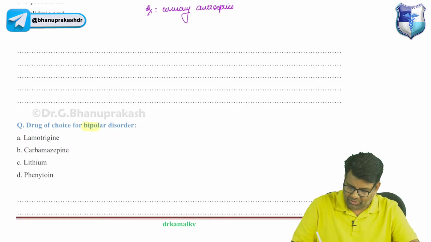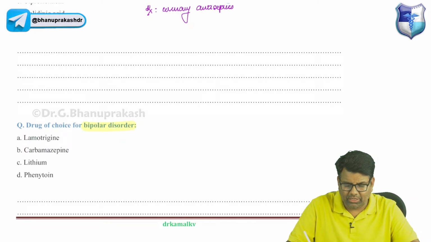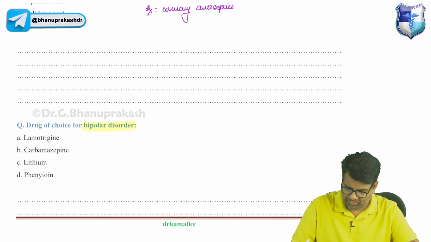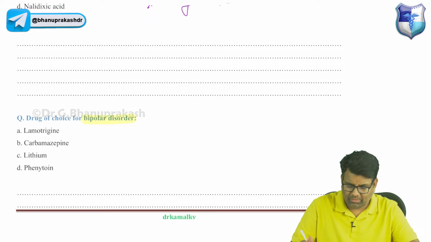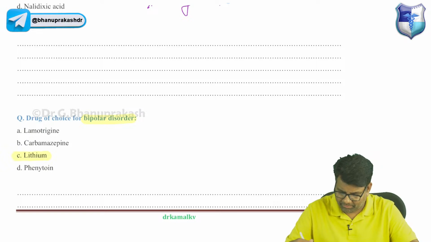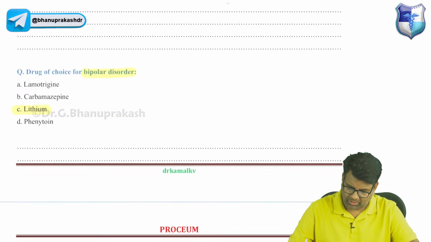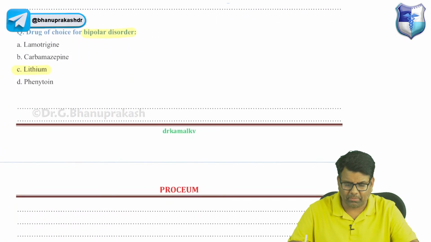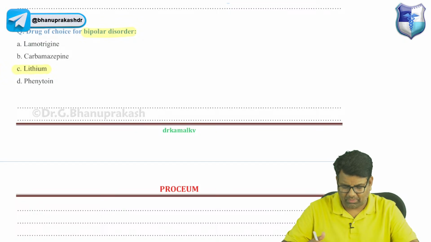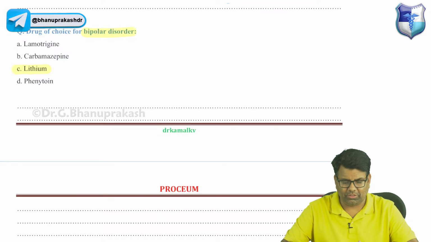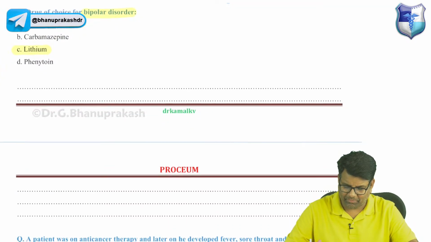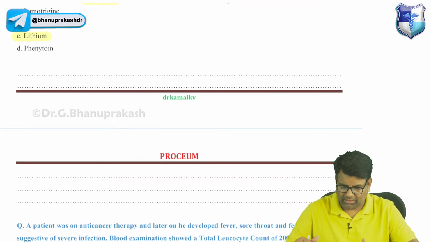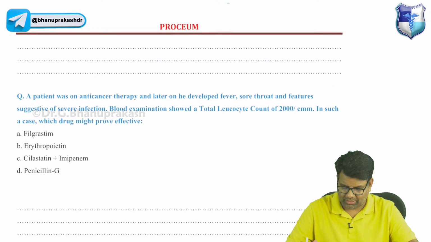For bipolar disorder, what needs to be given? For bipolar disorder, this is lithium. Yes, we can use lithium with antipsychotics, but theoretically, if there is a question, you have to mark lithium. We need to give antipsychotics in combination as well.